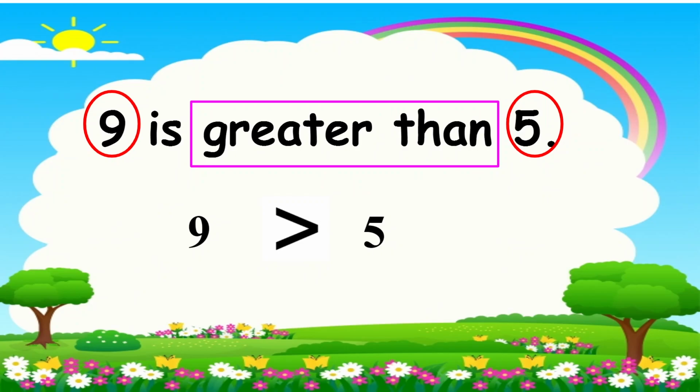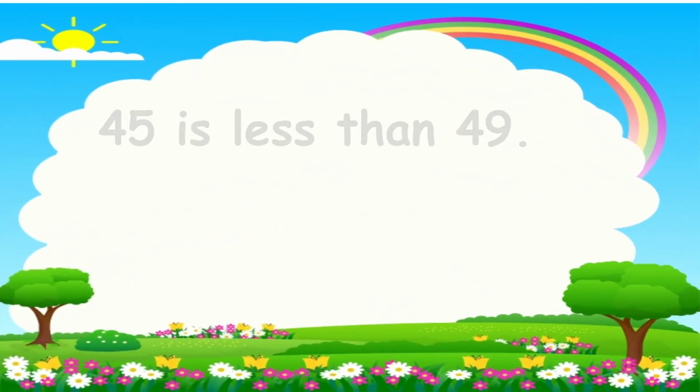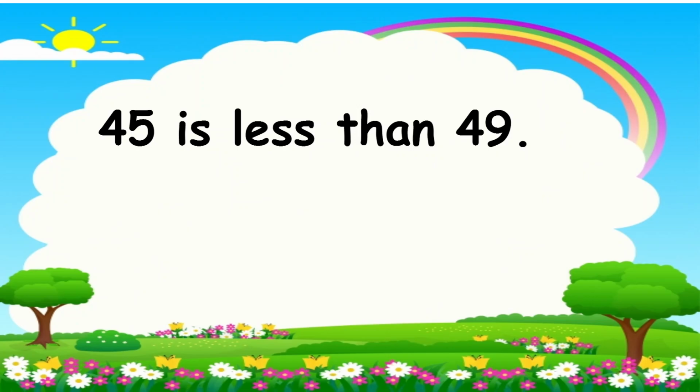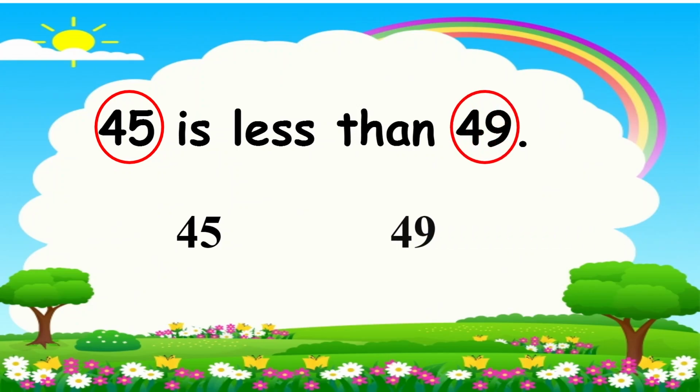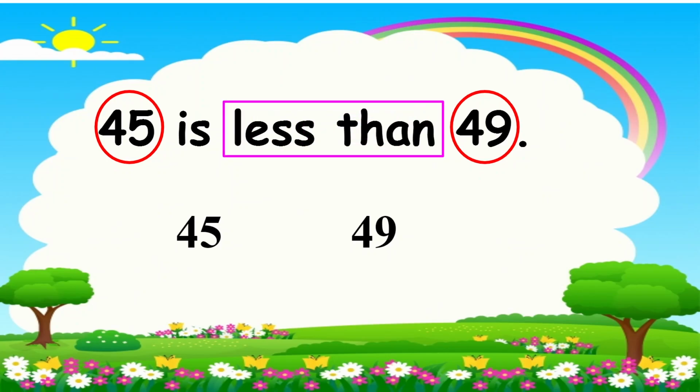Now, one more example. 45 is less than 49. Now, 45 is the first number. So, I will write 45 first. Now, what is the second number? Can you see? Yes, it is 49. So, I will write 49. And what is written in between? Which symbol's name is written? Less than. So, I will write 45 is less than 49.